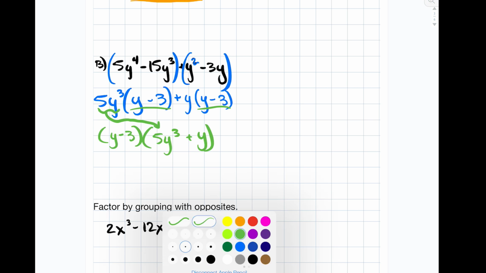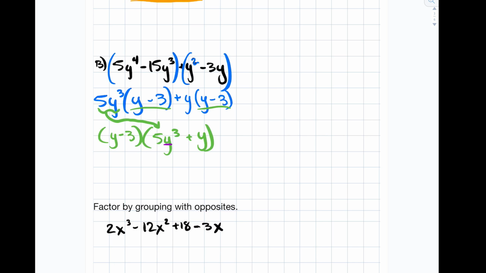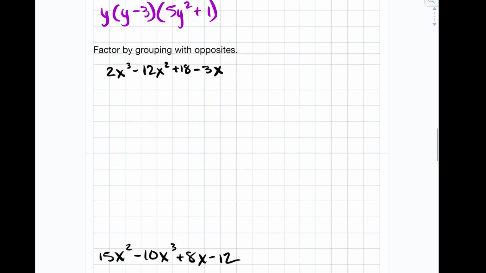Take a look at this parentheses. We can factor out a y. So it's going to be y minus 3. And if I take a y away from this, it's going to be squared. If I take a y away from this one, it leaves me with 1. There we go. That is the answer. Completely factored. Move on to this one.